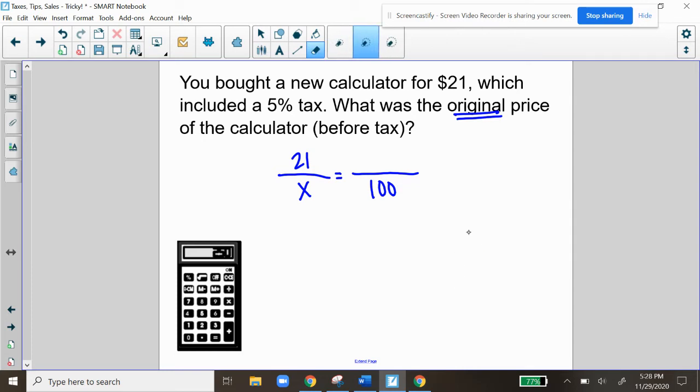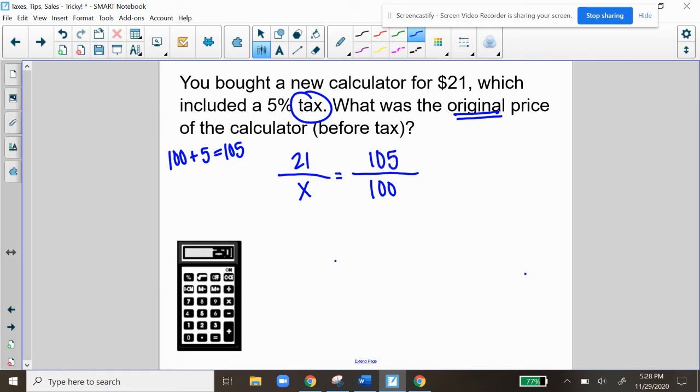And now I have to remember the important thing here about tax. Remember tax, we always add on to 100. I'm going to add the 5%, which is going to get me to 105. So I'm dealing with a percentage on the top of 105. And remember, this is like me saying that $21 is 105% of what number? That number being the original price. That's what we're looking for.